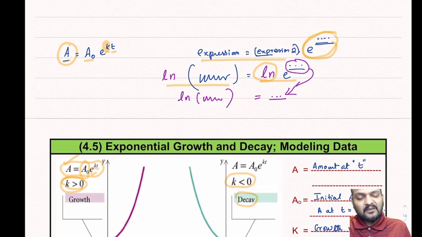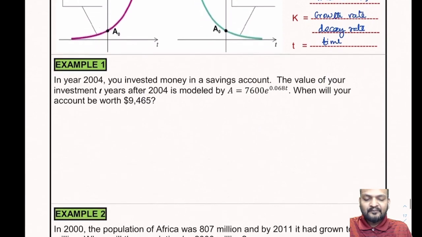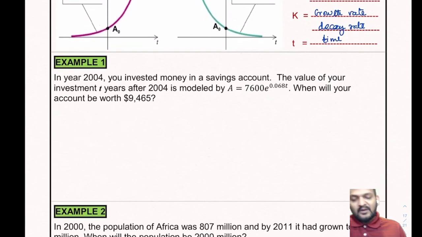So let me do an example, then you'll know what I'm trying to say. Let's take a look at this particular problem. In year 2004, somebody invested money in a savings account. The value of the investment t years after 2004 is modeled by A, the amount, equals 7600 times e to the 0.06t. It looks like a 6% growth rate.